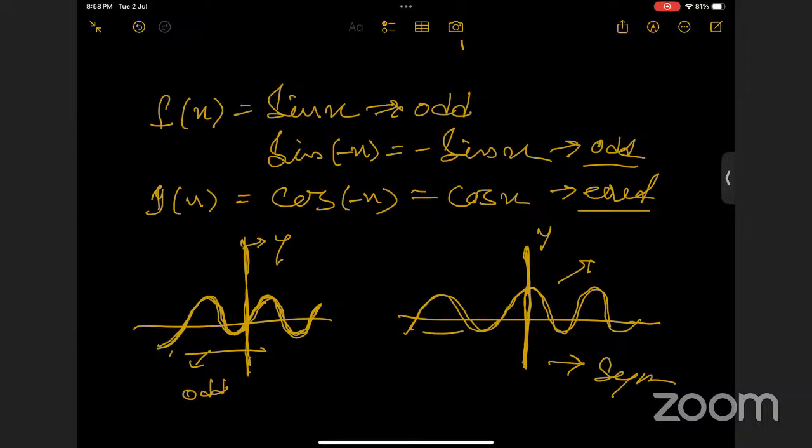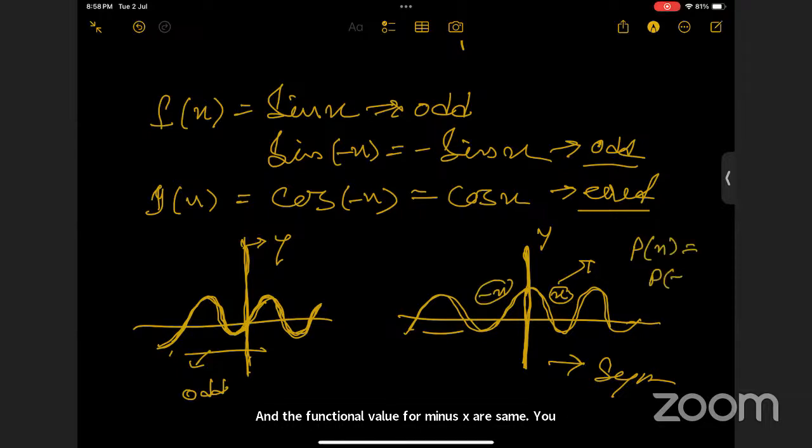Because the functional value for x and the functional value for minus x are the same. P of x equals P of minus x, right? For the even function. Yes. So for any x here and any minus x here, we will get the same functional value.